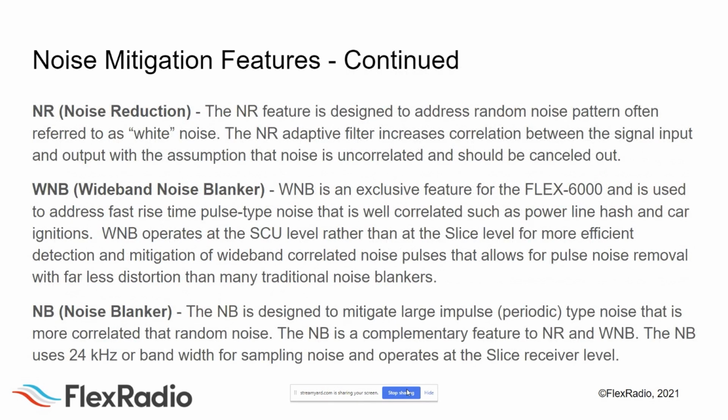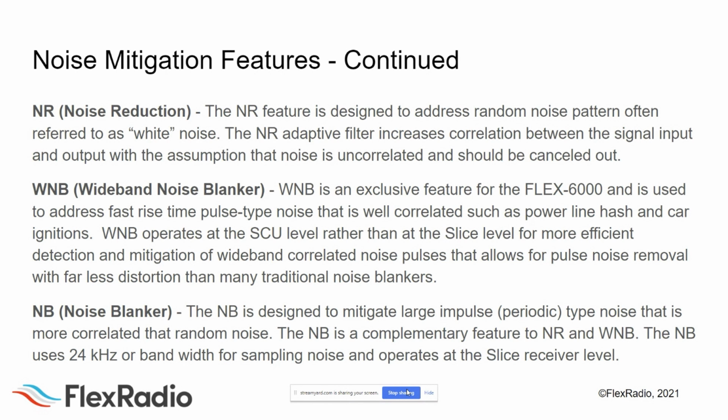The noise mitigation features that are in the radio, the first one I want to talk about is noise reduction. The noise reduction feature is designed to address random noise patterns, often referred to as white noise. The noise reduction adaptive filter increases the correlation between the signal input and the signal output, with the assumption that noise is uncorrelated and should be canceled out. So that's essentially how the noise reduction algorithm works.